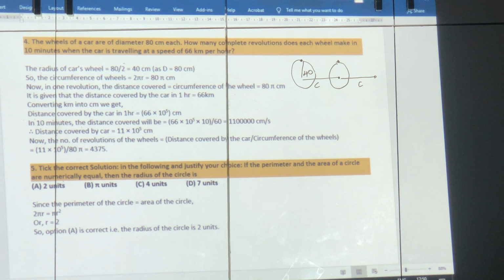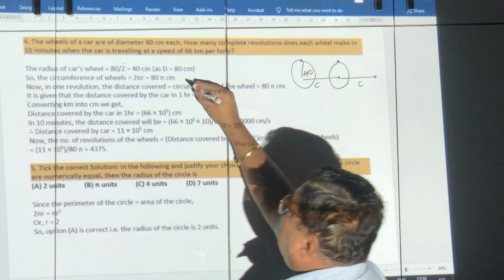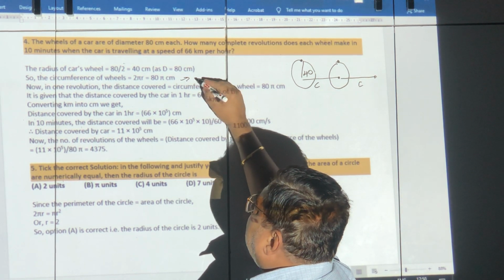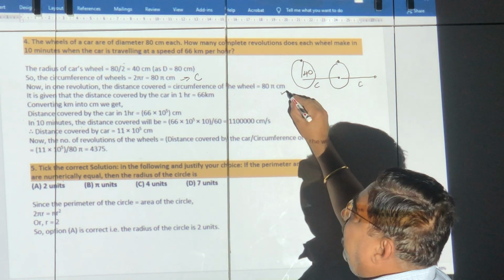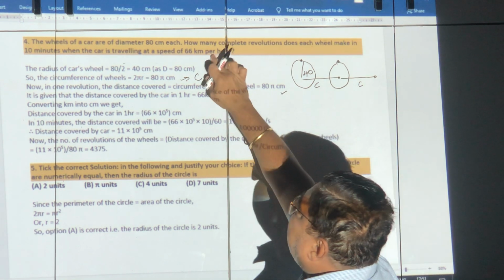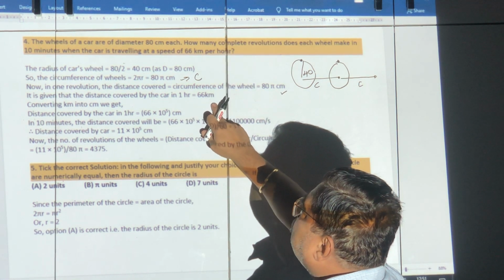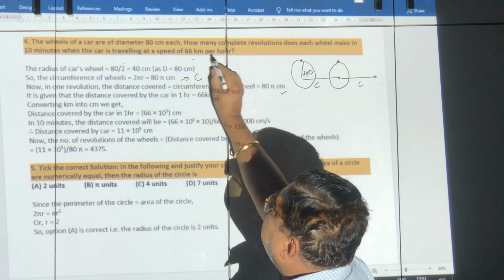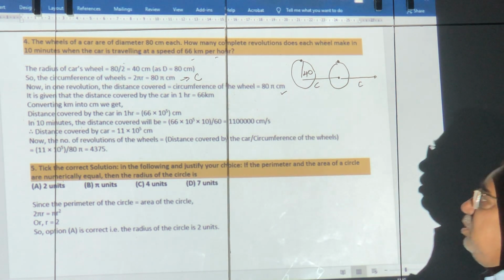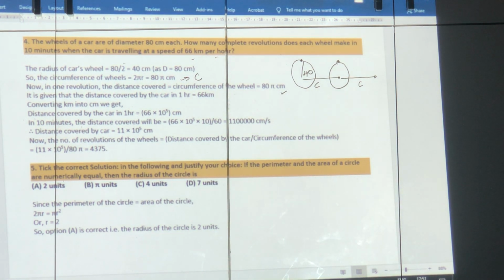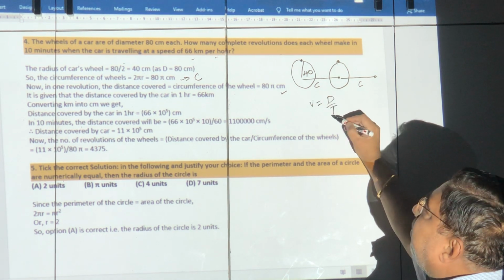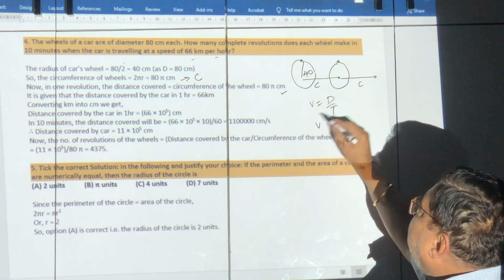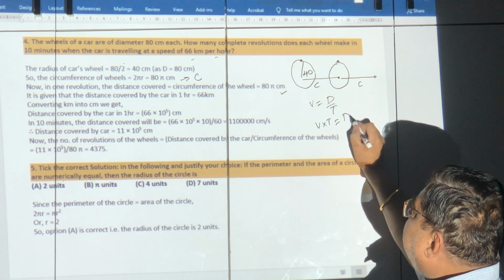Distance is the circumference. The wheel is touching the ground when moving. Now circumference is 80 pi, 2 pi r. So I have to calculate the circumference. One revolution is so much. I have to calculate per hour. In 1 hour, 66 kilometers, they have given the speed. Now my friend, speed is distance upon time. Speed is distance upon time. We have the speed. We have the time. We are supposed to find the distance.